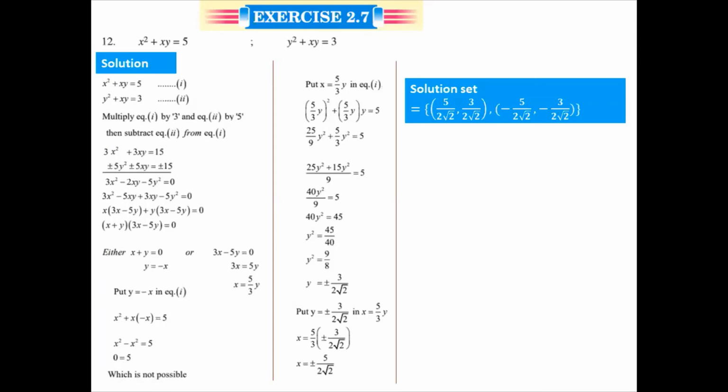In the next lecture we will solve exercise 2.7. So you have to practice all these questions, and the remaining questions which are related to these questions, you have to solve yourself. Allah Hafiz.